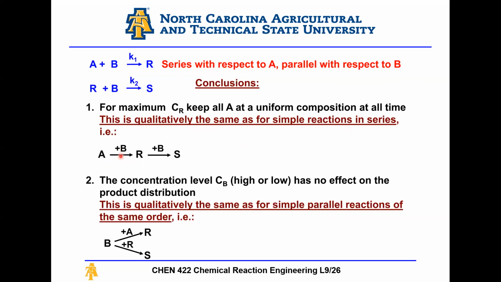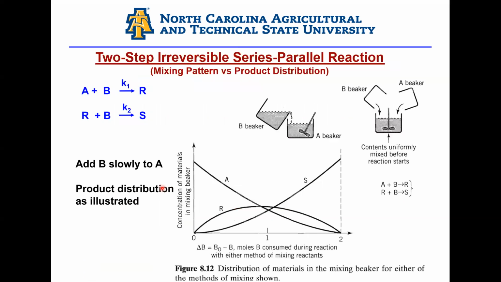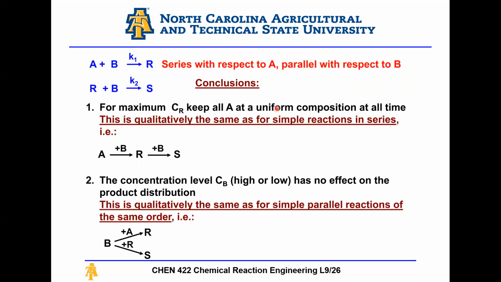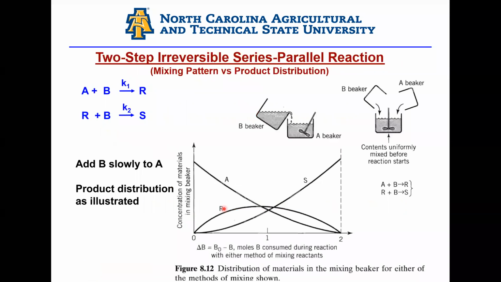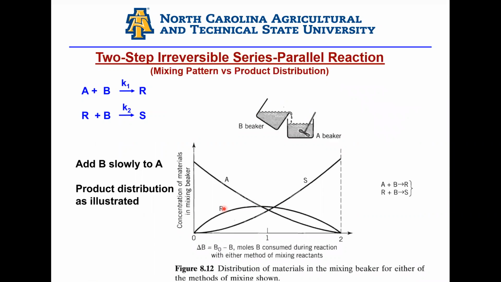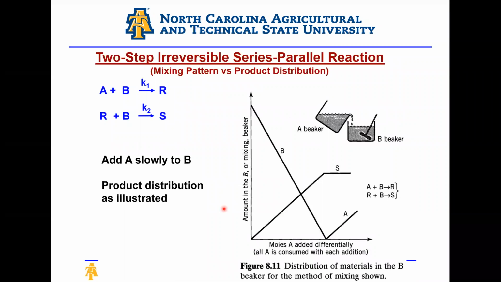So I'm trying to introduce B slowly to maximize CR, which is what we talked about in the previous slide. I'm introducing B slowly to keep A at a very high concentration at all times. Second conclusion, the concentration level of CB has no effect on the product distribution. And again, look at the previous slides and convince yourself of this conclusion. So basically, concentration of CB won't have a big effect on the product distribution. What really has a big effect is the concentration of CA, right?